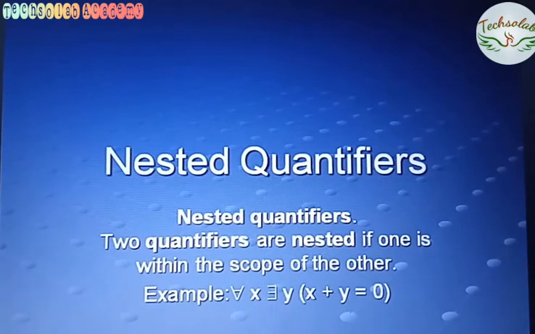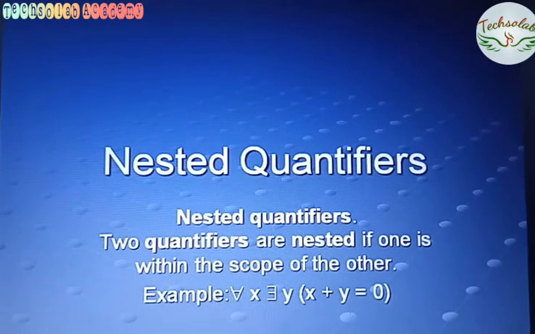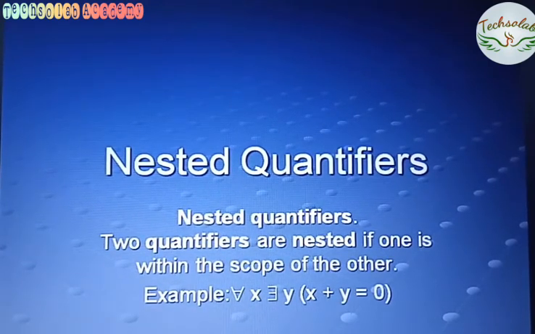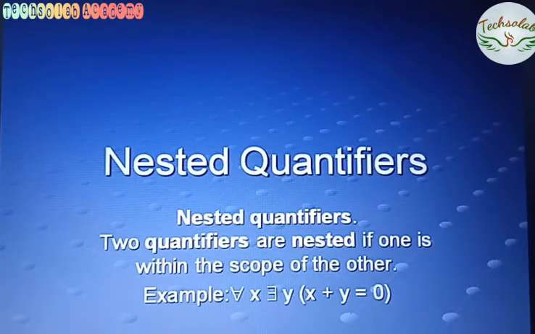Students, we have 15 lectures of discrete mathematics. So in this lecture, we will discuss nested quantifiers. So what are nested quantifiers? Two quantifiers are nested if one is within the scope of the other. For example, for all x, there exists y such that x plus y equals 0.